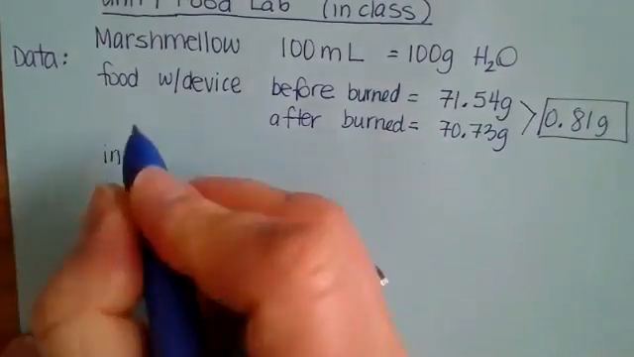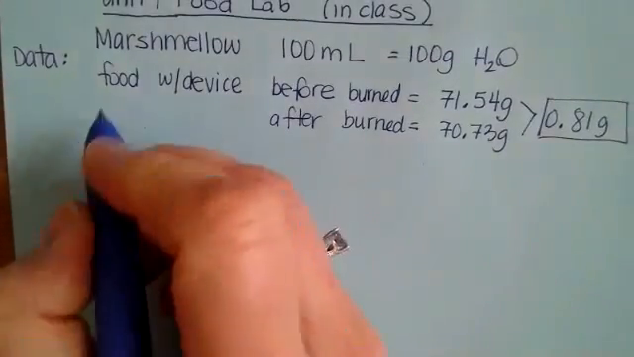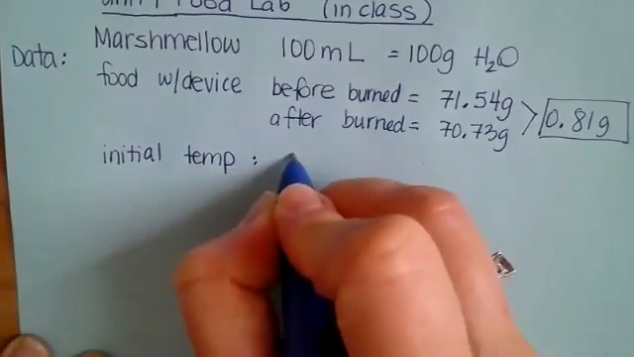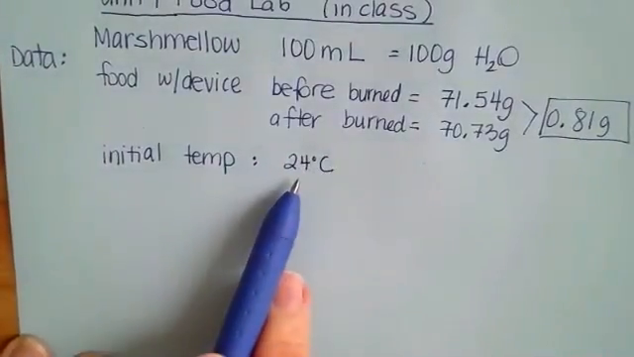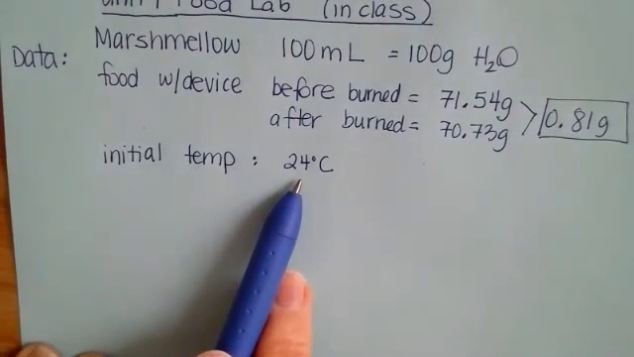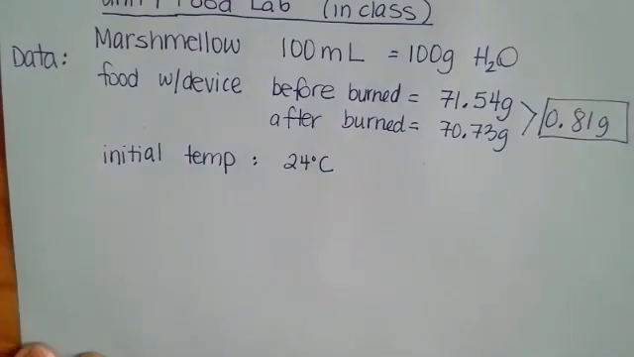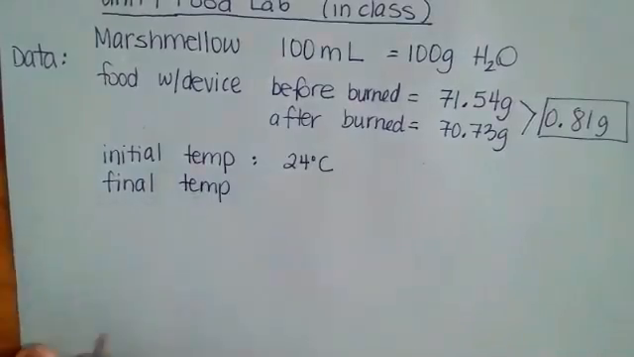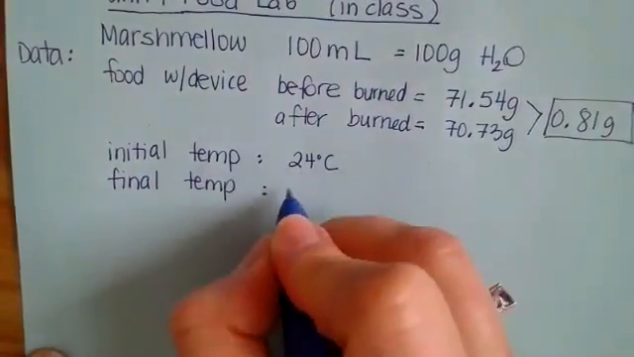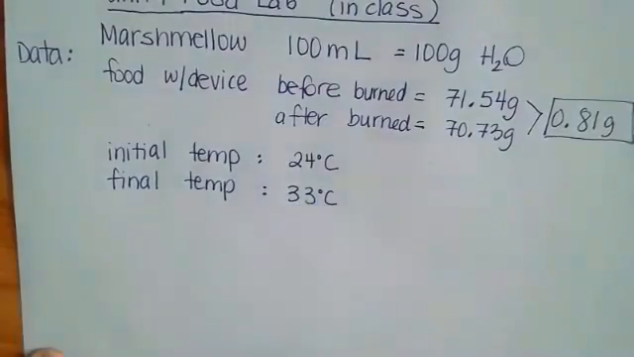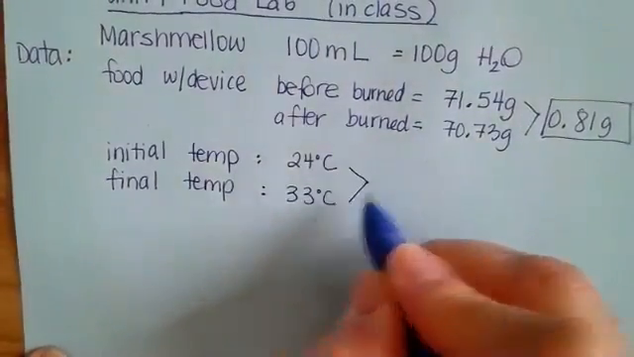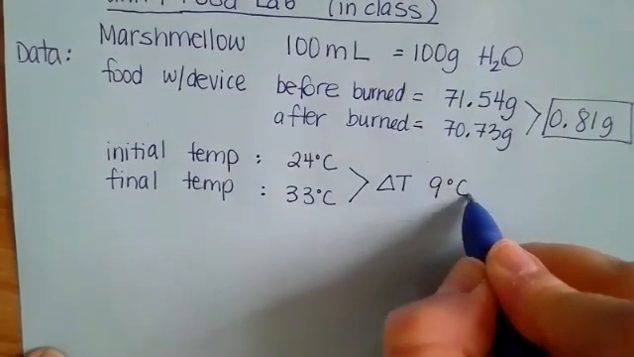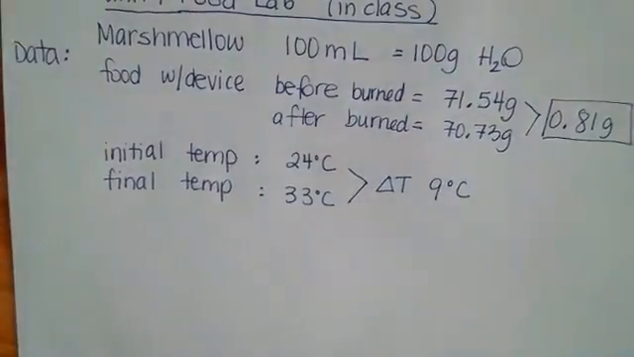We also took the temperature in the calorimeter, in that pop can, and the initial temperature was 24 degrees Celsius, which is about correct because that was room temperature. So we expect it to be around 24, 25 degrees. And then my final temperature, after we burned the item, we kept the thermometer in the can, and we got to 33 degrees Celsius. So my change in T is going to be 9 degrees Celsius. 33 minus 24, giving me 9.